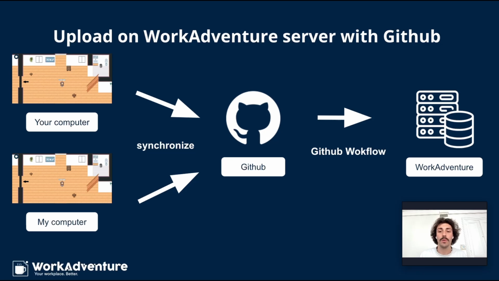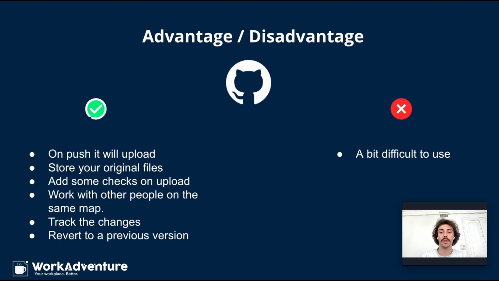In the previous video, I showed you how to upload your map with the script. Now I'm going to show you how to use GitHub Workflow. Indeed, the Map Starter Kit comes with a GitHub Workflow, which is designed to upload your map when you push on the master branch of GitHub.